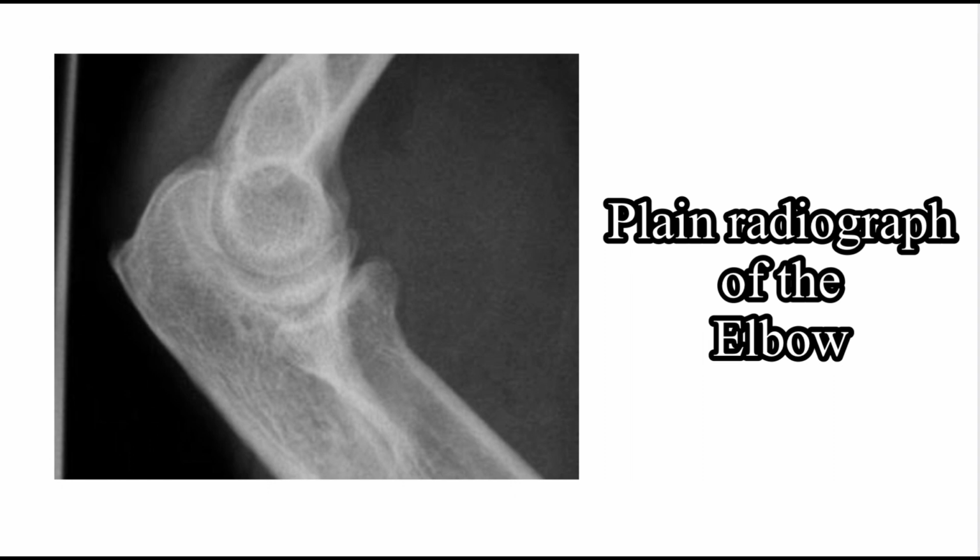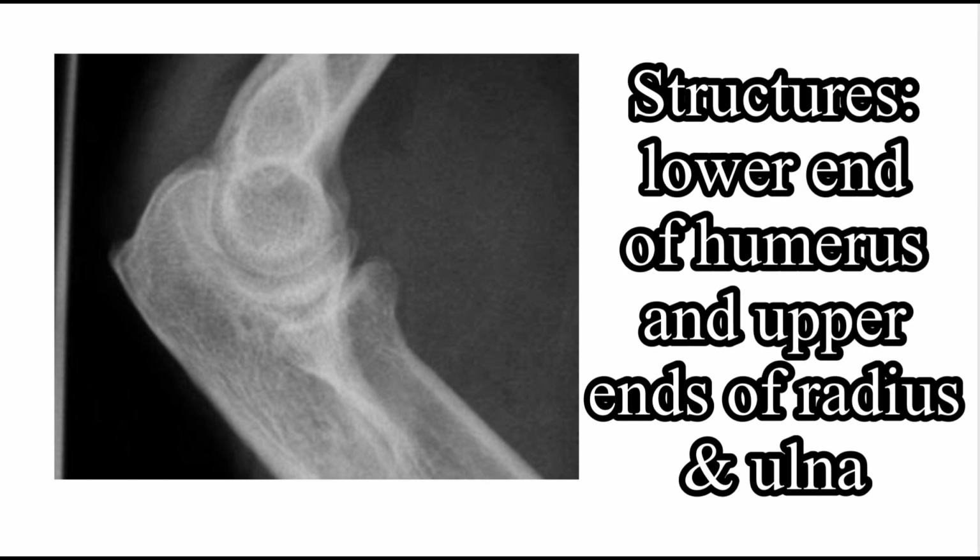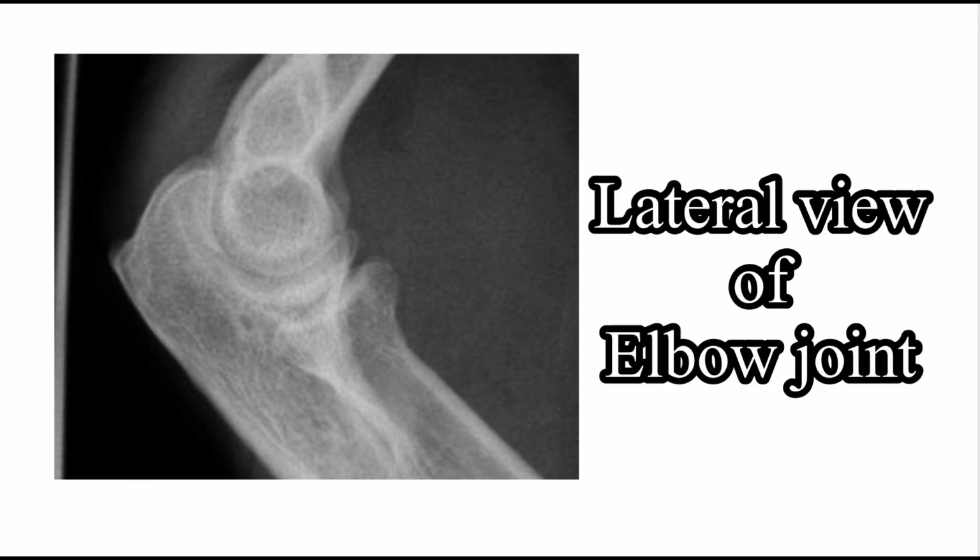This is the x-ray of the elbow region. It is a plain radiograph because no special dye is used. The structures that are visible are the lower end of humerus, the upper end of ulna, and the upper end of radius. The olecranon process of ulna is visible because this is the lateral view of the elbow joint.